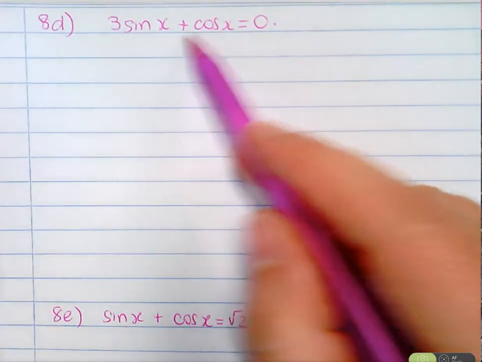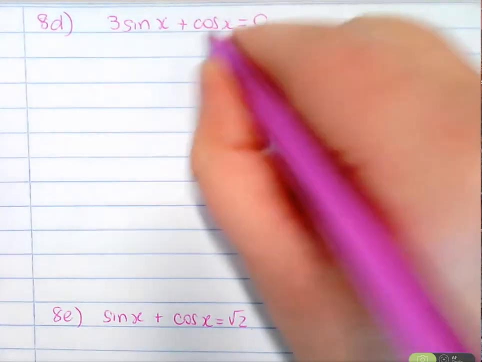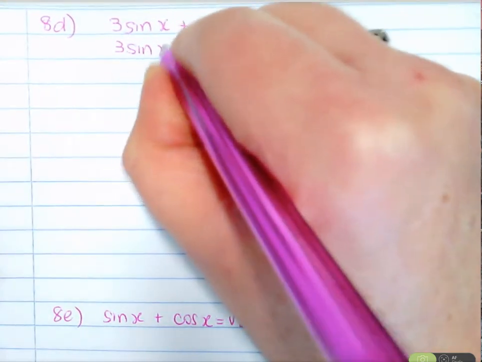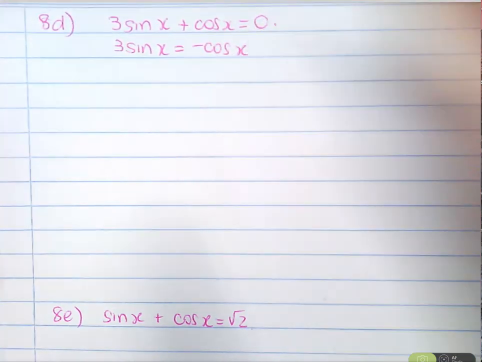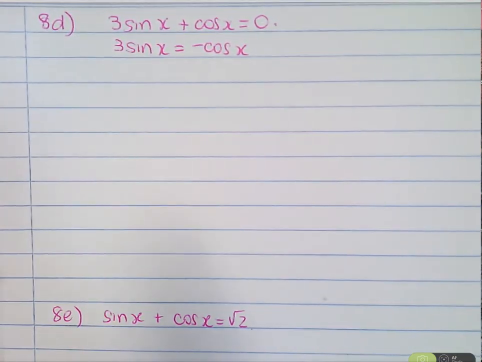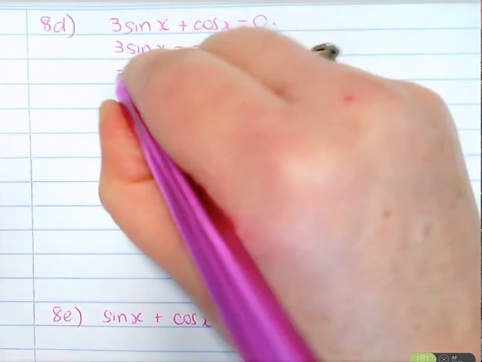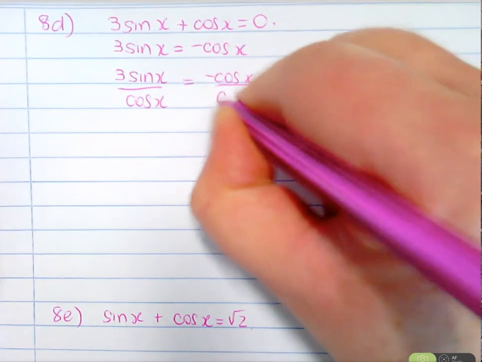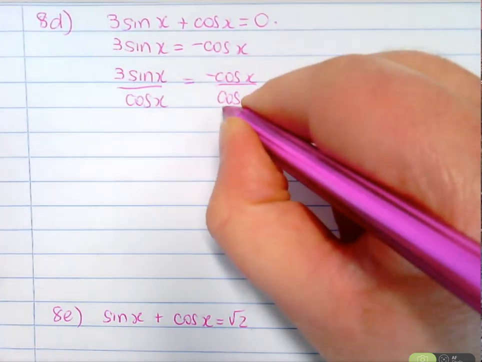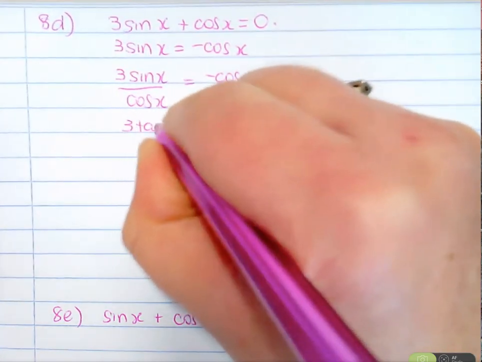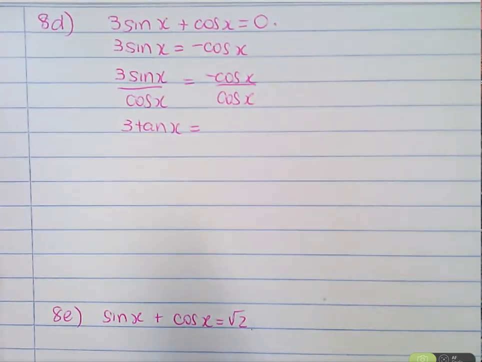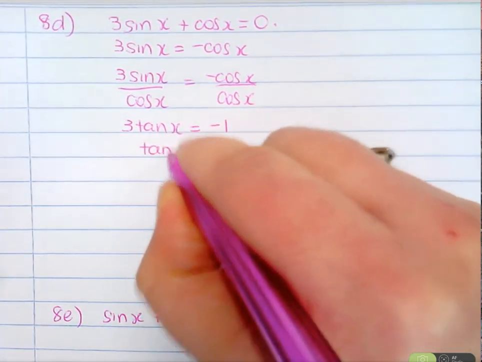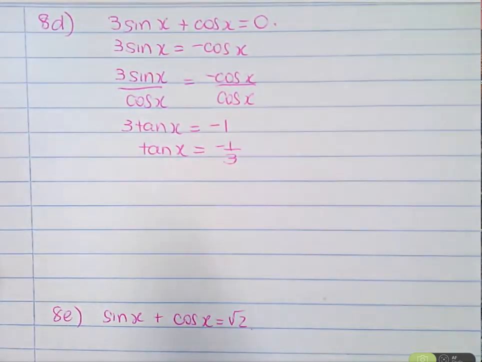So when you've got sin x plus cos x is 0, it's not so hard because you can just take the cos x over. 3 sin x equals negative cos x. How do you solve an equation when you've got sine equals cos? You divide by cos, because sine over cos makes tan. So now we divide both sides by cos. So I've got 3 tan x equals negative 1. So tan x is negative 1/3.